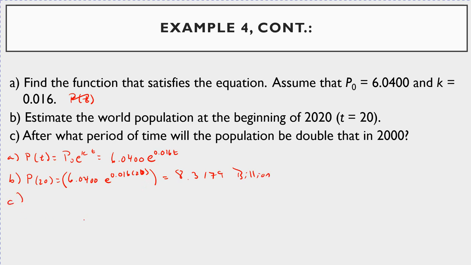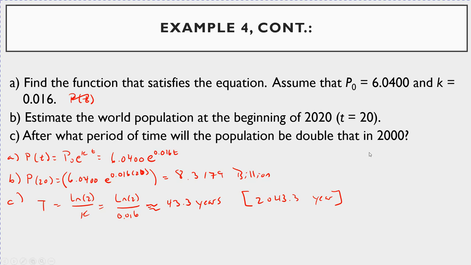And then, again, how long will it take to double itself? So we have just this equation. t is equal to the natural log of 2 divided by k, which is 0.016. If you plug this into your calculator, you get 43.3 years, which is roughly the year 2043. So it's going to come quicker than we think.